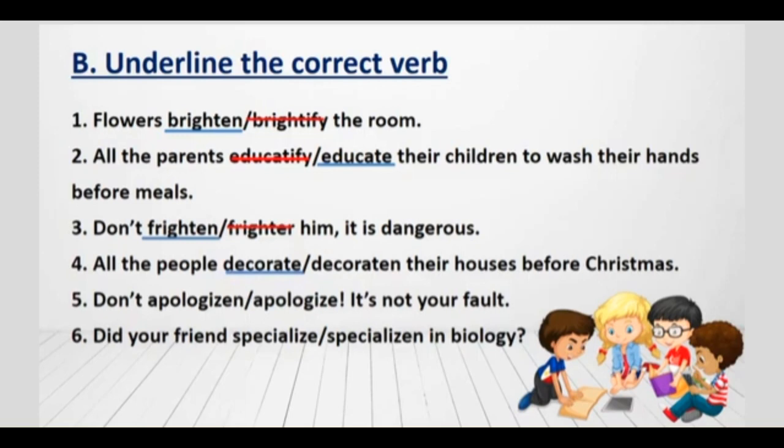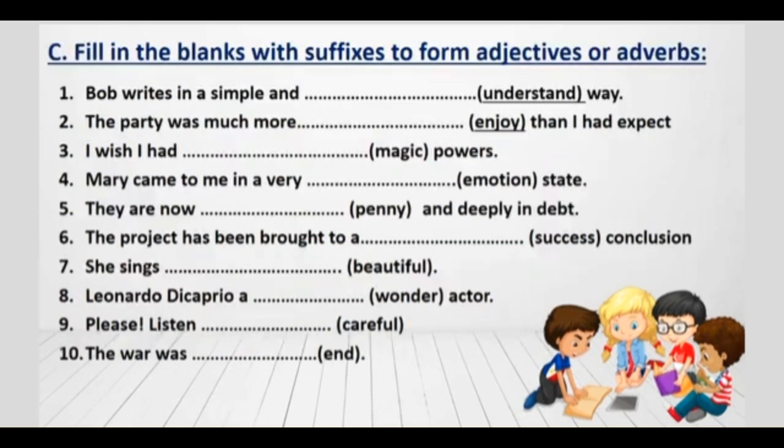Number 5, don't apologize or apologizing. Which one is correct? To apologize, of course. And apologizing doesn't exist. So don't apologize. It's not your fault. It's not your mistake. Number 6, did your friend specialize or specializing in biology? The correct answer is specialize. Specializing is incorrect. Let's move now to exercise C.